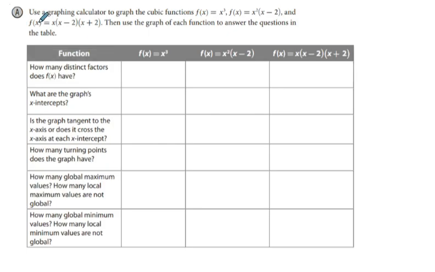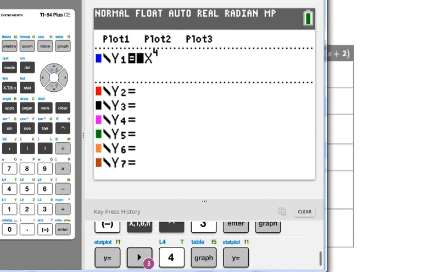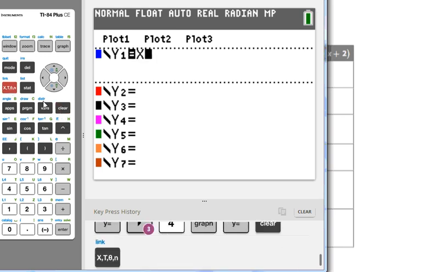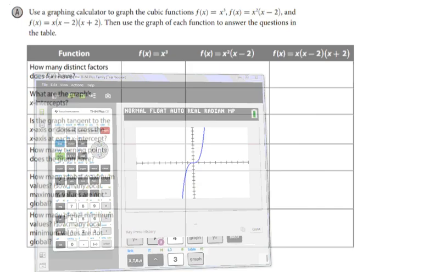Okay, now, using graph calculator, graph cubic functions, and we have these cubic functions, and we're given 3 varieties. I'm going to go ahead and do the first one, f of x equals x cubed. So if we go here, clear this, put x cubed, and we graph that function. Remember what that looks like.